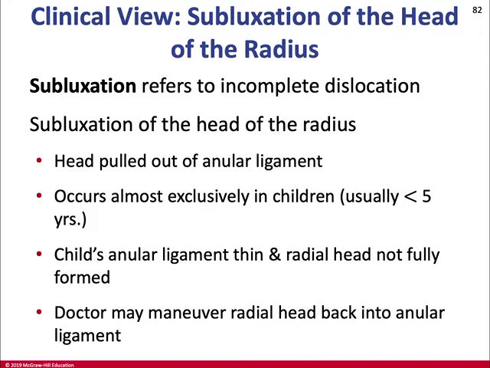Sometimes you can have what's called a subluxation, where the head is pulled out of the annular ligament. This occurs in children because the annular ligaments are thin and the radial head's not completely formed. And what the doctor may do is reduce the dislocation, putting the radial head back into the ligament and allowing it to heal. Okay.